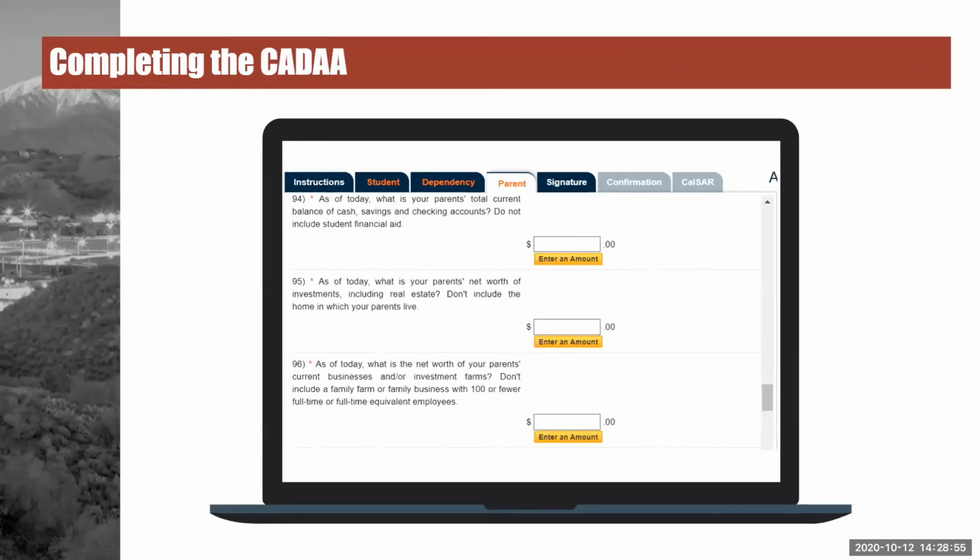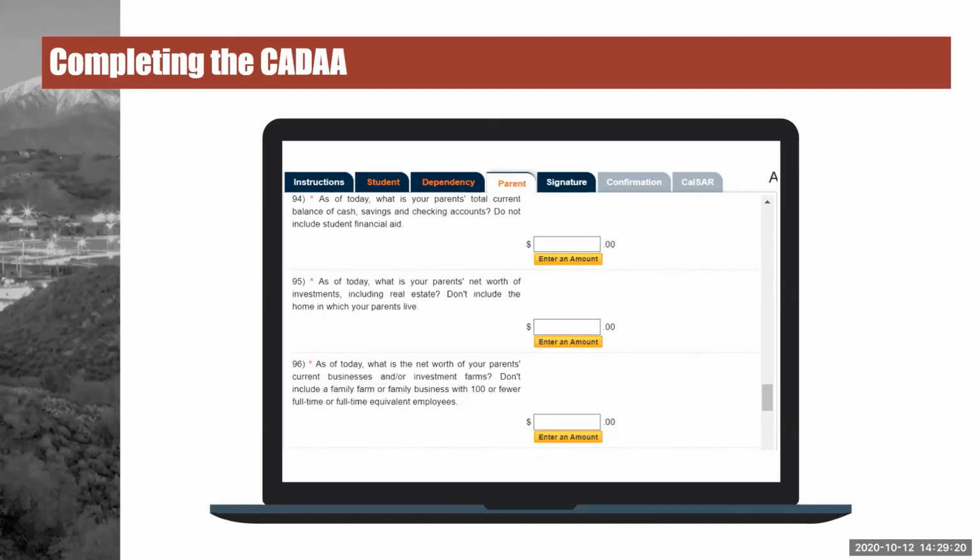The next set of questions will ask for parent asset information. These questions are identical to the student asset questions we reviewed earlier. However, this time you are entering the asset information for the parent or parents on your California DREAM Act application. Make sure to report the value of assets as of the date that you are completing the application. Notice that each question starts off with the words "as of today."